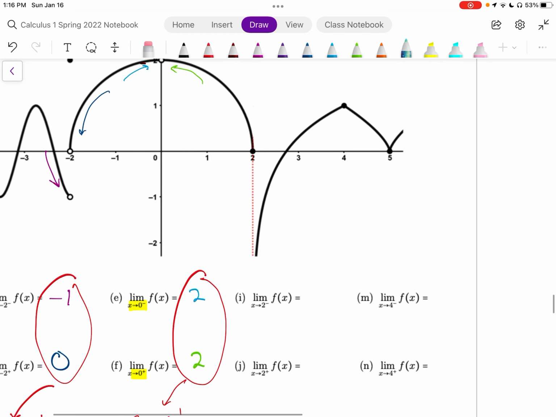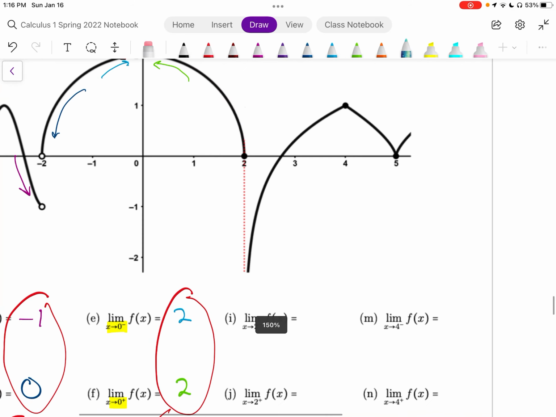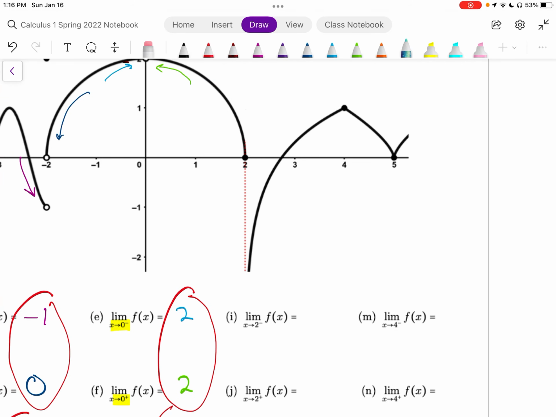All right, so now we're going to try it at 2. So the next one is the limit as x approaches 2 from the left. We're coming in from the left towards 2. What am I approaching? Well, I'm approaching 0 right there. So that approaches 0.